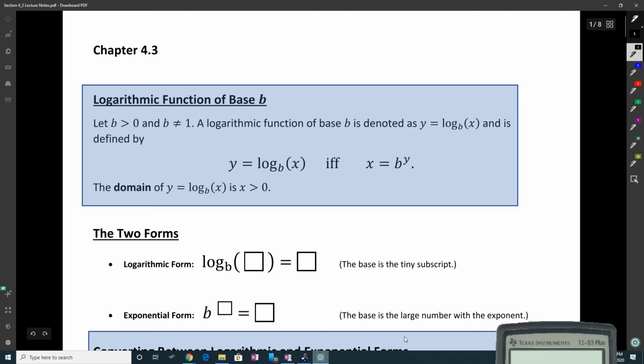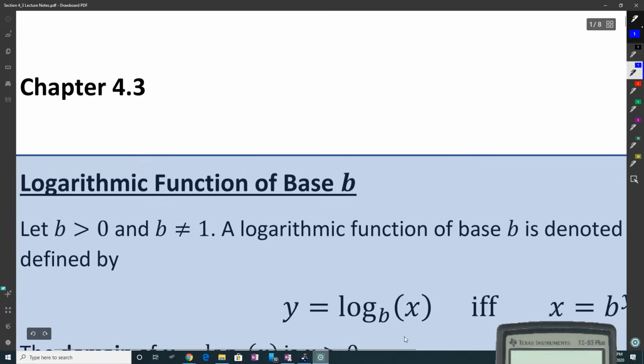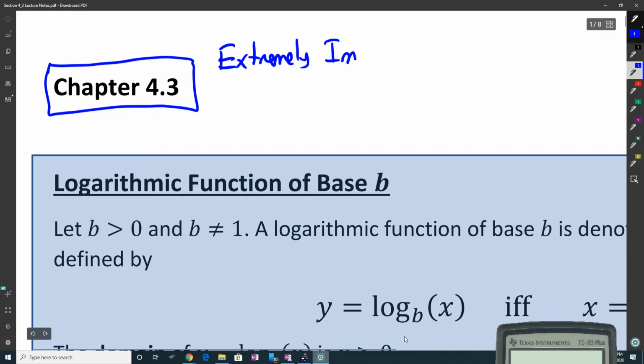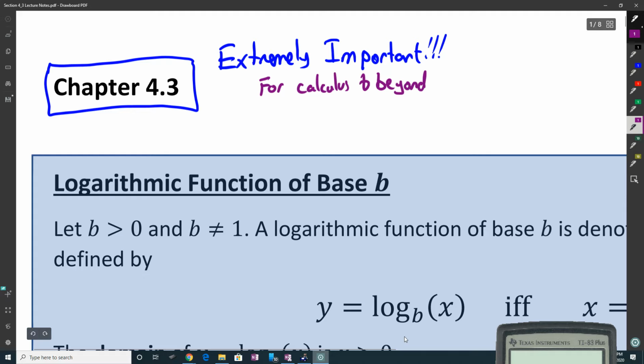All right. This section 4.3 is, in my opinion, one of the most important sections out there. So this section is extremely important. Not just for this class, but for calculus, for all of the future math. It turns out when you take future classes, you're going to be seeing this word a lot.